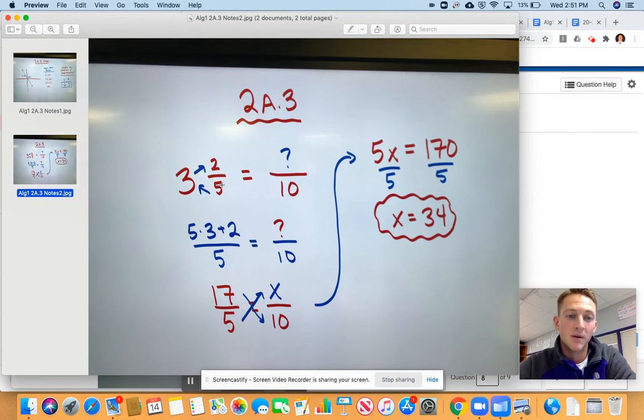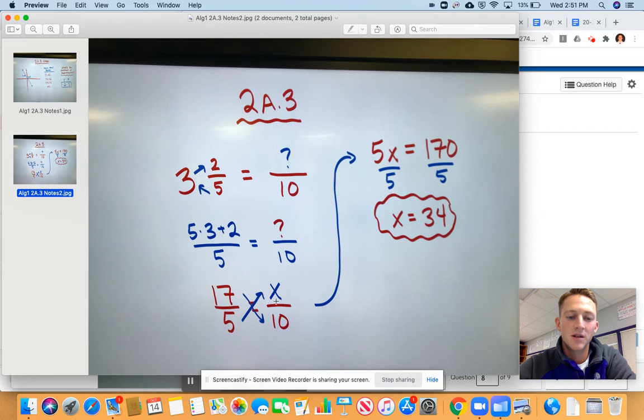So I'm going to take the number on the bottom and multiply it by the number out front. So 5 times 3, and then add it to the top, over 5 equals, we don't know, over 10. So we got rid of this big number out in front. Well, 5 times 3 is 15, plus 2 is 17. So we have 17 over 5 equals x over 10. I'm just calling this x because we don't know what is on top right here.